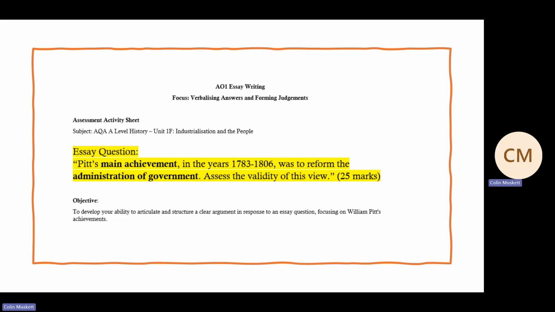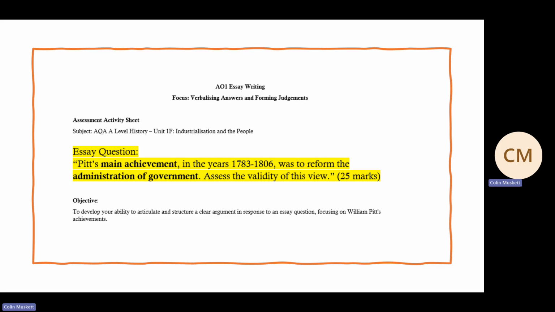So Pitt's main achievement in the years 1783 to 1806 was to reform the administration of government. Now, last year when we looked at this question, we just talked about it purely in terms of domestic policies. Look at the dates in the question. A full answer to this essay would also encompass his record as a wartime prime minister during the Revolutionary Wars in France as well.